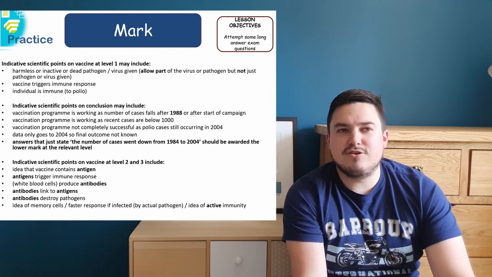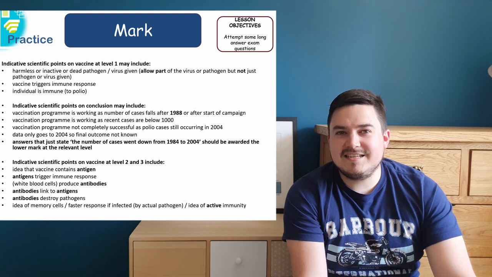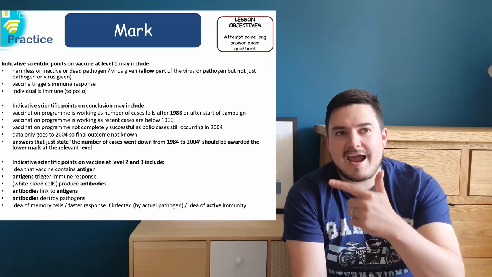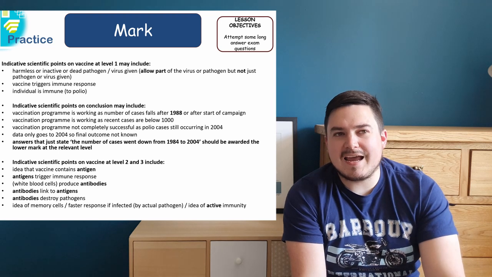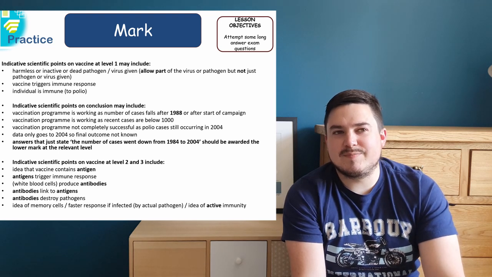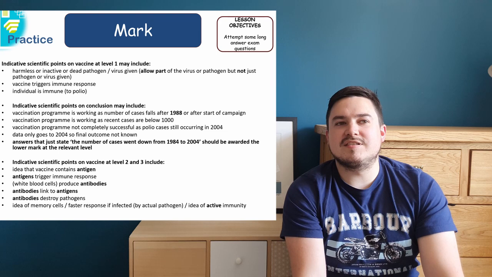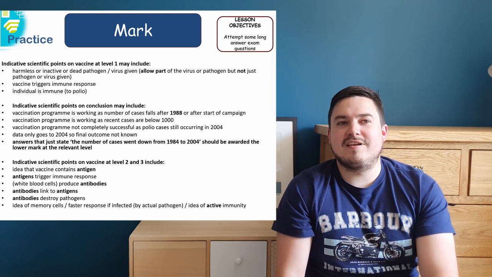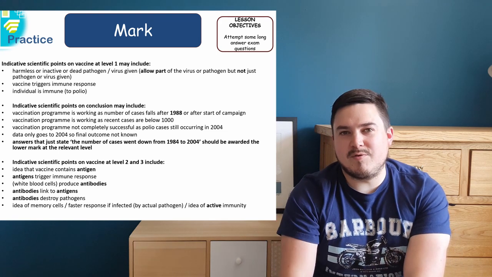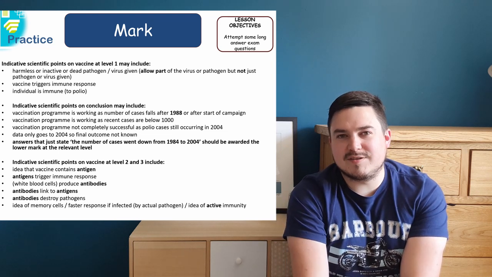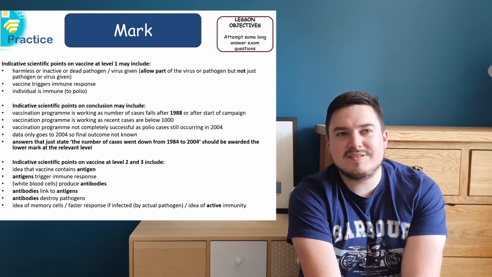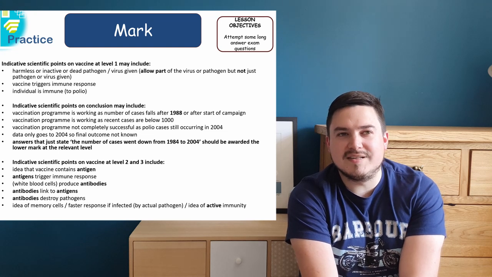For level 2 and 3, you should have said that vaccines contain antigens, keyword. The antigen triggers an immune response. The white blood cells produce antibodies. The antibodies link to specific antigens. The antibodies destroy the pathogens, and you should have mentioned the idea of those memory cells, so the next time you're infected, you can produce the antibodies more quickly. That's a level 2 and 3 response there. If you mention any one of those keywords, remember, that's level 2, all of them is level 3.